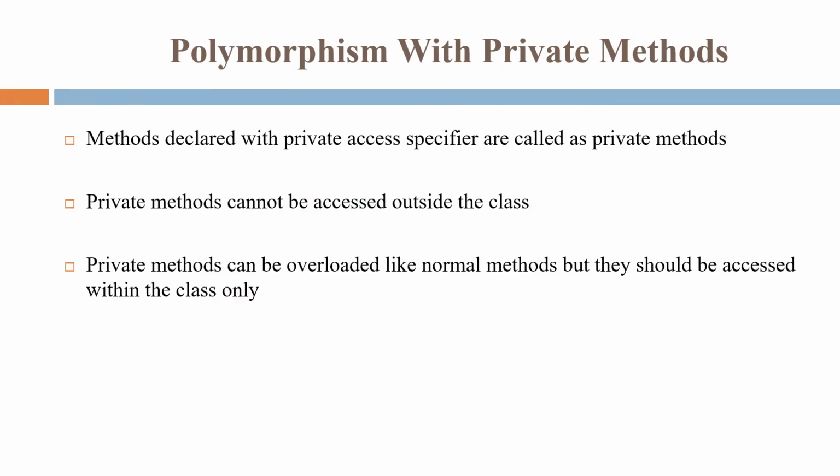Next is polymorphism with private methods. What are private methods? Methods declared with the private access specifier are called private methods. Private methods cannot be accessed outside the class; they can be accessed only within the class. Like normal methods, private methods can be overloaded, but they should be accessed within the class only.